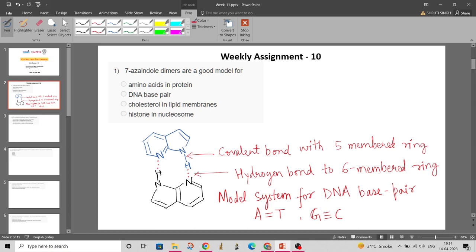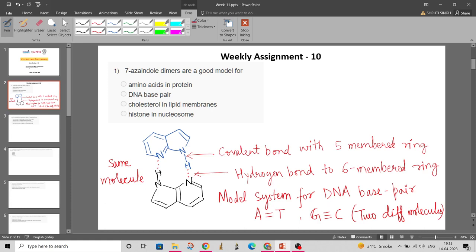But here the thing is, in base pairing, these are two different molecules, A and T, G and C. Two different molecules, but here we are using the same molecule, as it is a dimer.